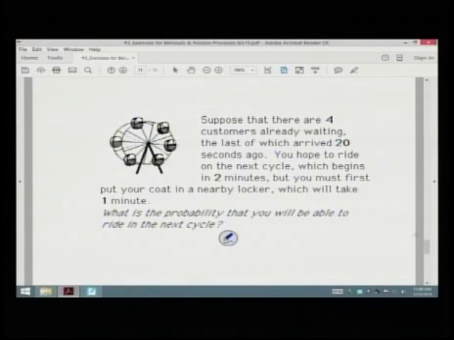So obviously you have only 1 minute left until the next ride. So you will be able to ride in the next cycle if during the next minute while you are gone, no more than 1 person arrives for the ride. Is that correct?